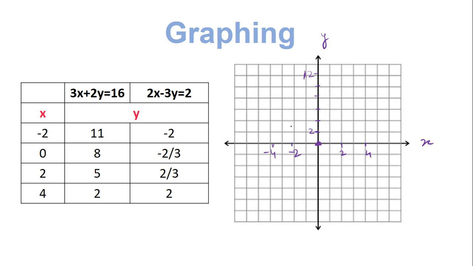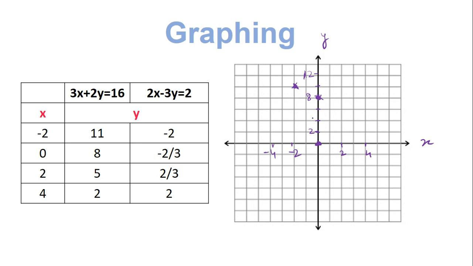So here's my negative 2, that's my 12, and one box below that is my 11. So that's one of my points. Now for 0, I have an 8. So let's say 2, 4, 6, and 8. Here's my 8. So on 0, I have 8 for this equation. So I'm going to put a point here.